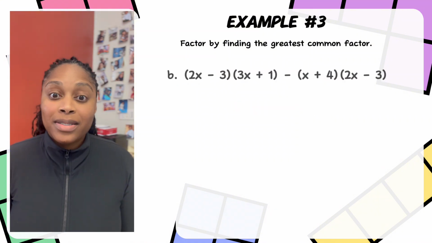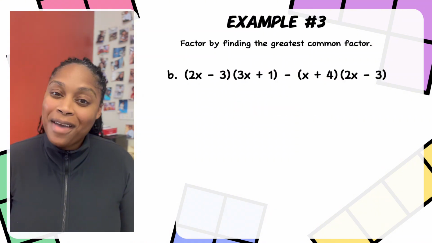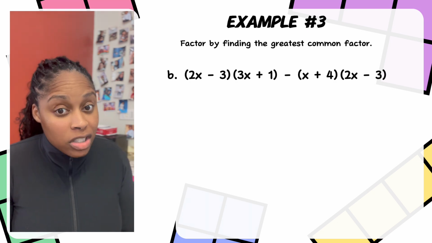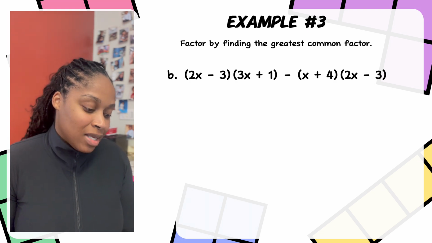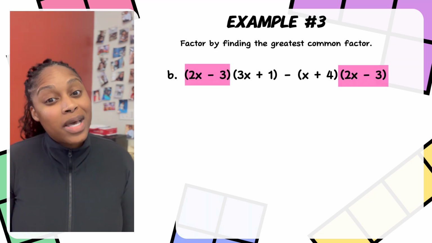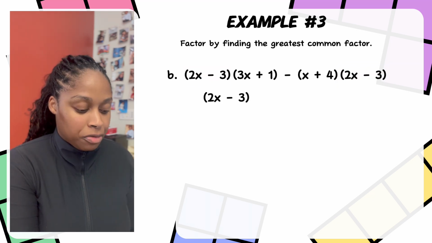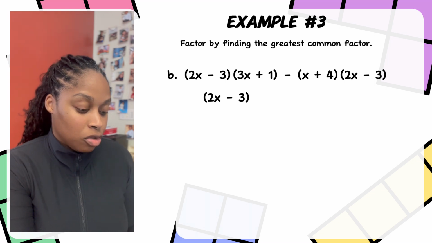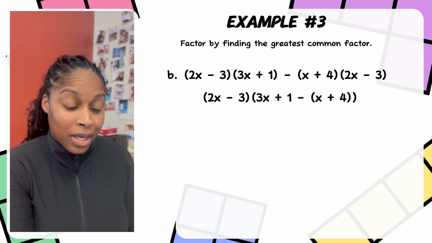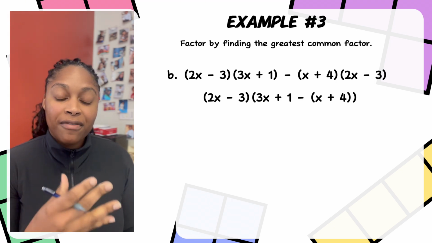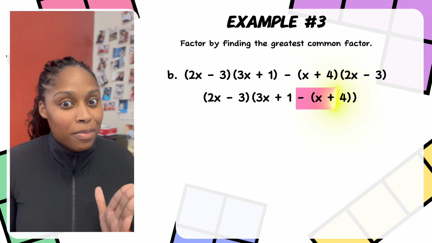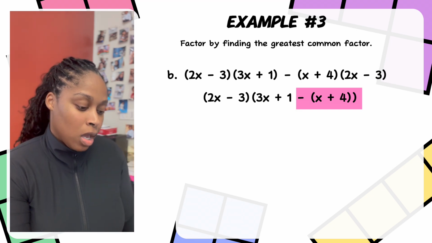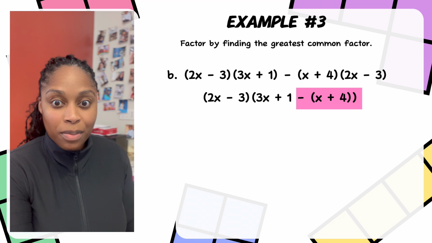For part B, it's the same thing, but the only difference is that we have a minus in the middle. So let's see if there's a common factor or common expression between these two terms. And I see that 2x minus 3 is repeated twice, so that is my GCF. So I have 2x minus 3, take that out, and then I'm going to write what's left over. All right, so what's left over, I have 3x plus 1. Then I have a minus, and then be very, very careful. Since I have a minus, that means everything that comes after the minus sign needs to be multiplied by that negative, or that negative 1. So I'm going to put x plus 4 in parentheses.